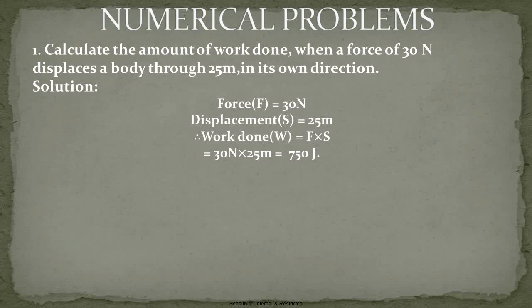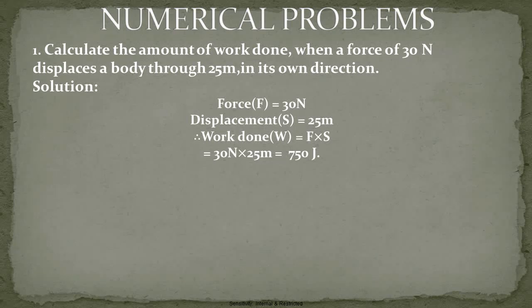So in the solution, first we will write all the values which are given in the question. So 30 Newton. If you are confused about which quantity is given, you can find the quantity by its SI unit. Newton is the SI unit of force. So force is given in Newton, that is 30 Newton. Displacement is denoted by S, and it is given as 25 meter. Actually displacement is the shortest distance only, so it will come in meter. Okay, so displacement S is given as 25 meter.